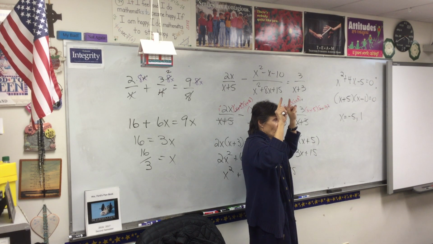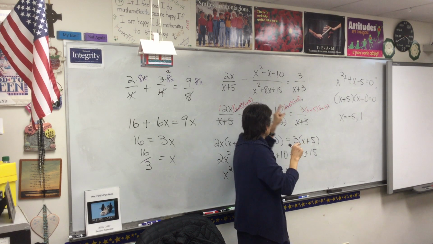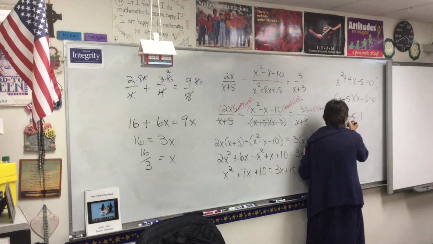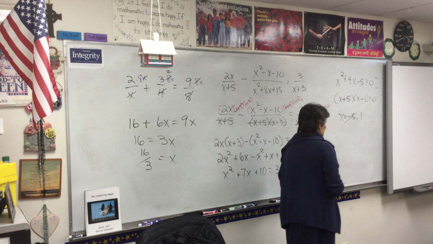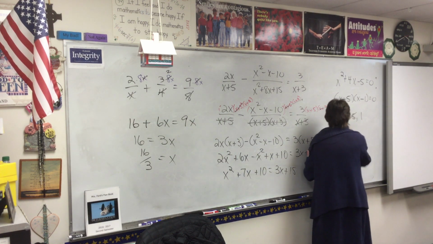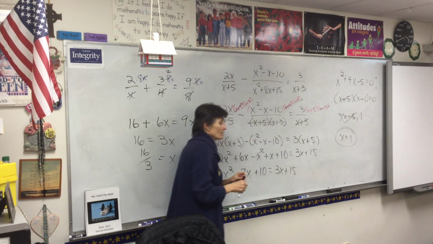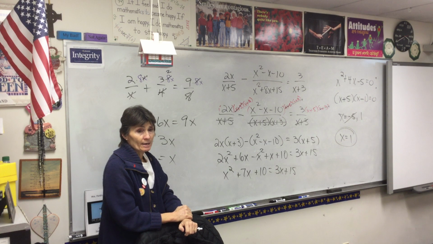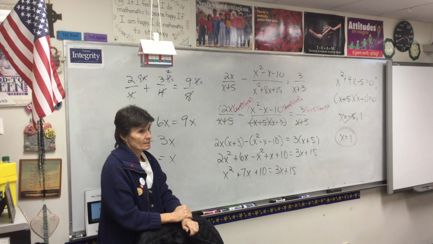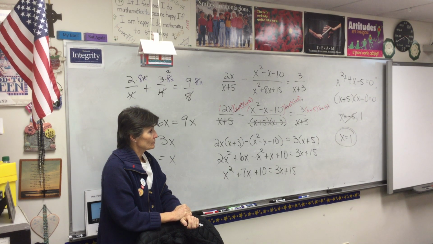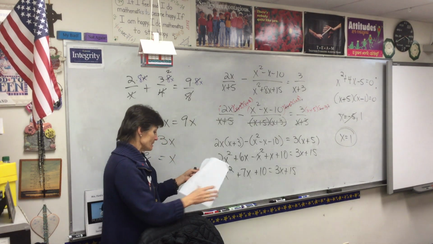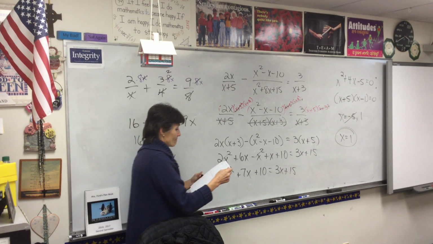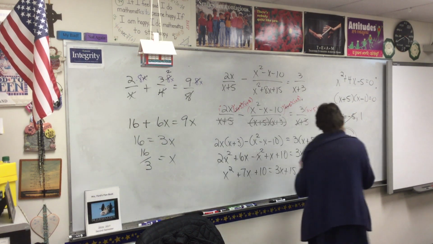Beep, beep, beep. What happens if you put negative 5 into the problem? Zero. That's an extraneous root. So your answer is just 1. Extraneous roots happen anytime the denominator is 0. You can never have a 0 in the bottom. All right.